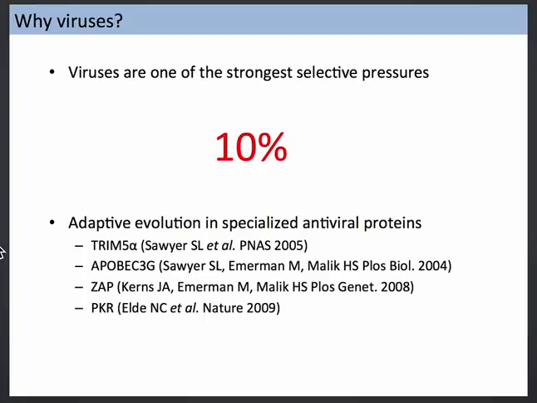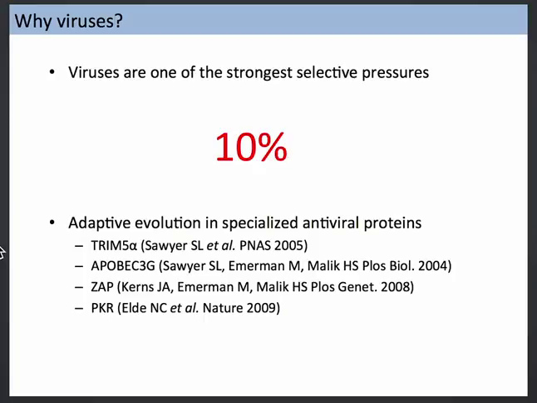Viruses are known to be one of the strongest selective pressures, and the nice thing about them is that we actually have some historical measurements that we can use to back it up. So for instance, if you go back to London in the 18th century, you can see from historical records that smallpox virus alone explained 10% of all deaths. So it's a really, really strong selective pressure. And in line with this, extreme signals of adaptive evolution have been studied in specialized antiviral proteins.